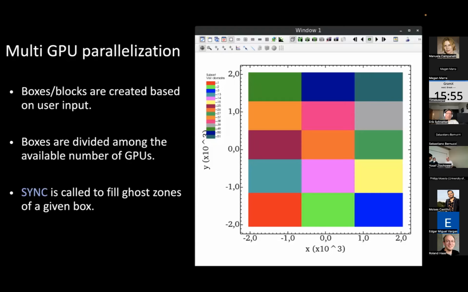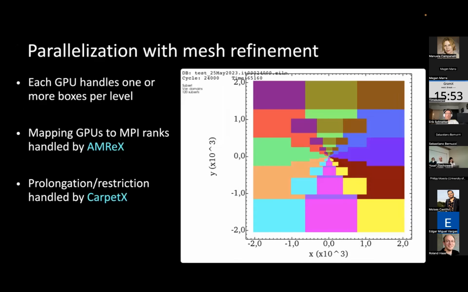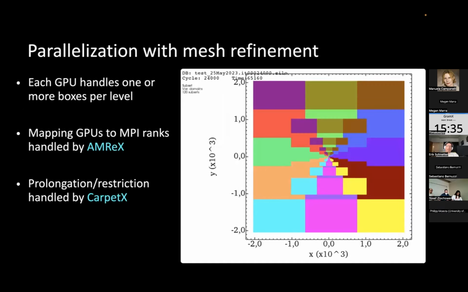In an AMR example, this looks a little bit more complicated, as now each GPU handles one or more boxes per level. You can see again in the different colors, which indicate the different GPUs, that, for example, in this particular example, each GPU has a box from each refinement level. This helps us with doing the mapping of GPUs to MPI ranks. This is mainly handled by AMReX, but then the prolongation and restriction is still handled by CarpetX. This seems to be a favorable way of parallelizing for now as we interface with AMReX.